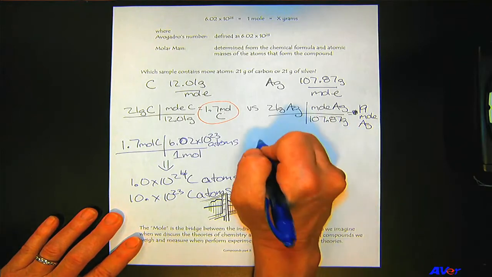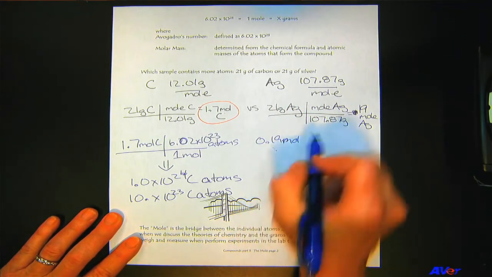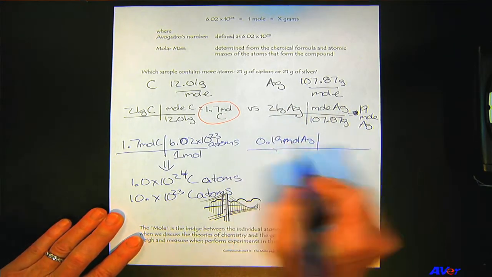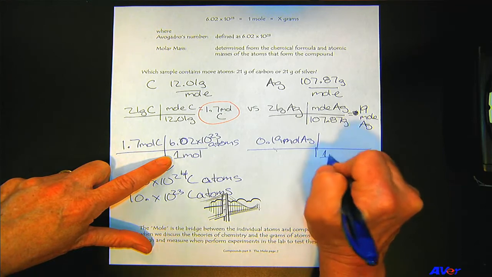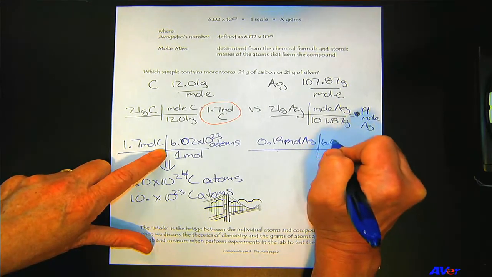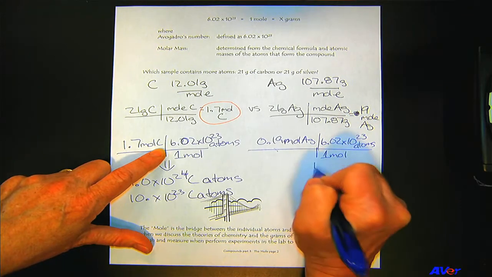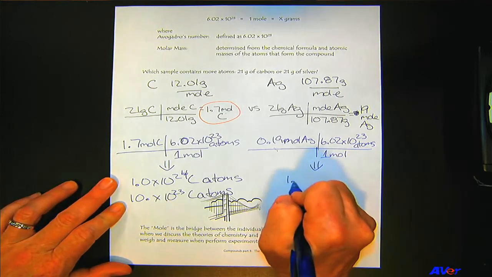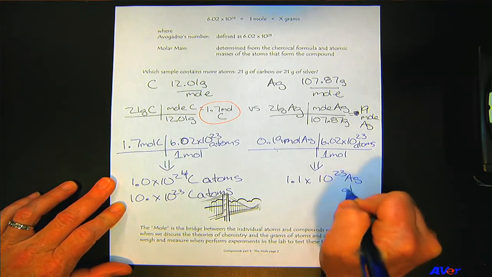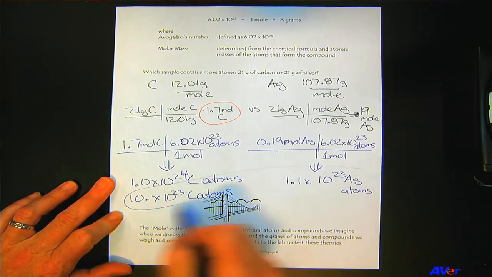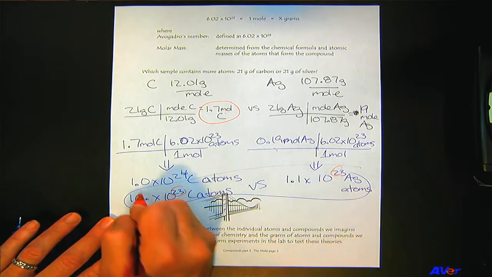We only had 0.19 moles of silver. And the mole definition never changes when we're looking for atoms or compounds. 1 mole of silver, 1 mole of anything, is 6.02 times 10 to the 23rd. So we punch that through our calculator and we get 1.1 times 10 to the 23rd silver atoms. So that's why I did this. We can see that the exponents are the same, so 10 is much bigger.